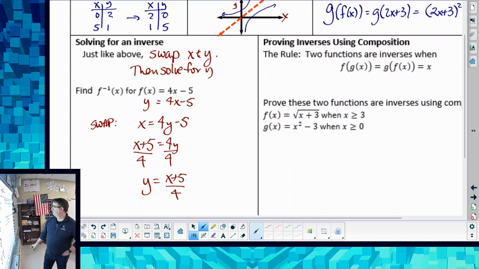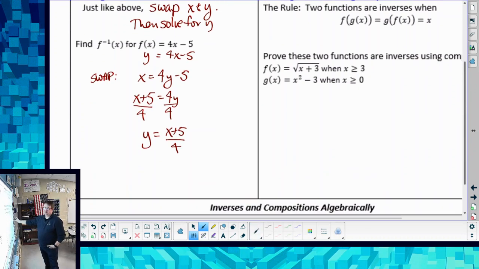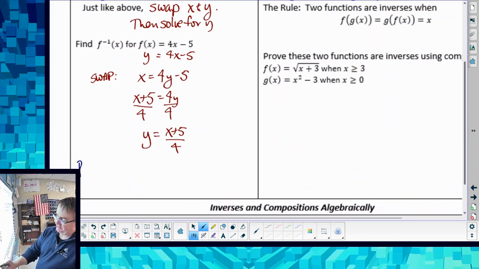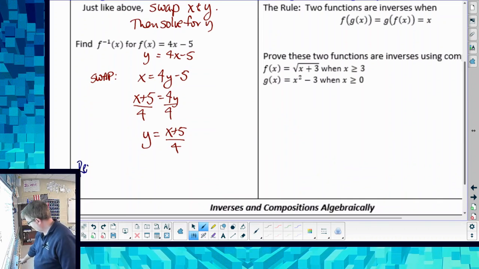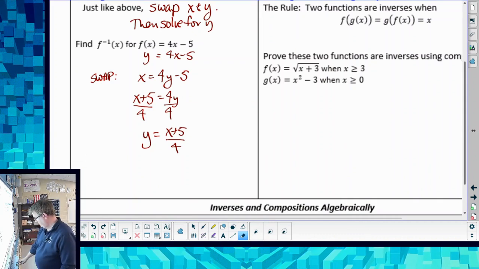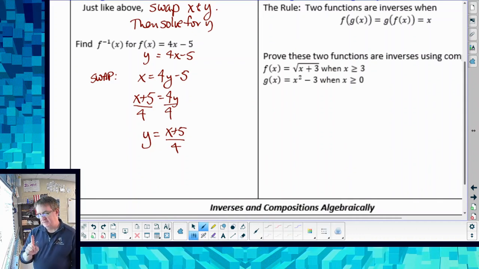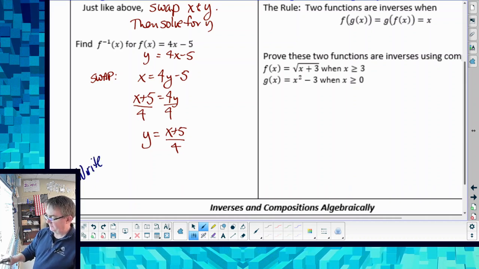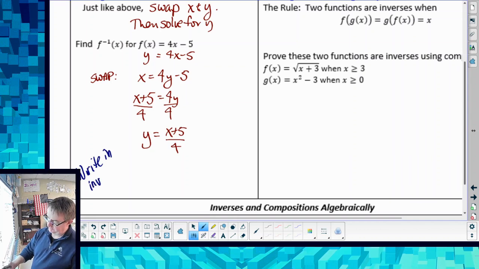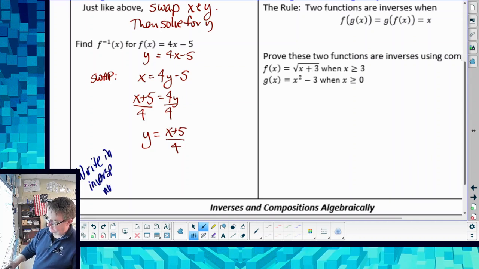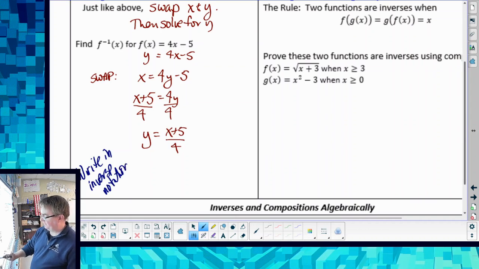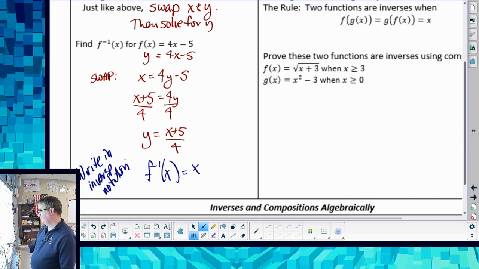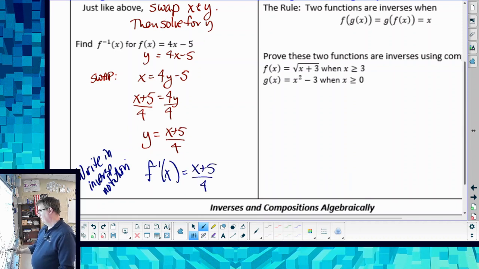And then what you should do, because let's face it, you want to make this look amazing, is write it in inverse notation. So then the y is going to become f inverse of x over that.